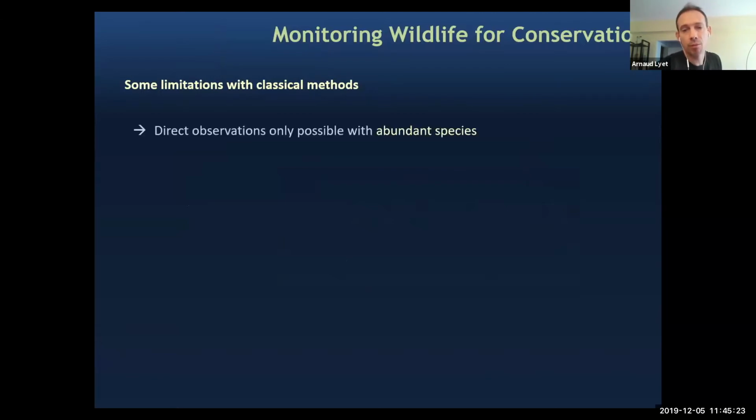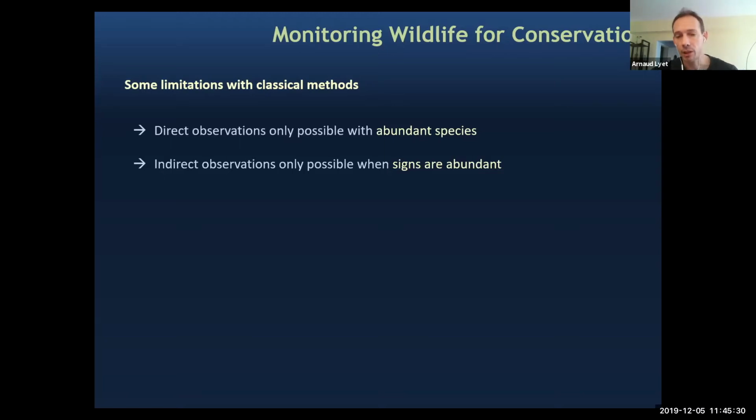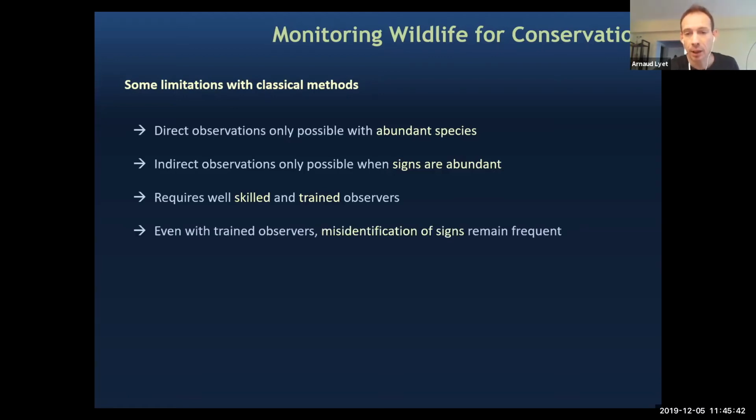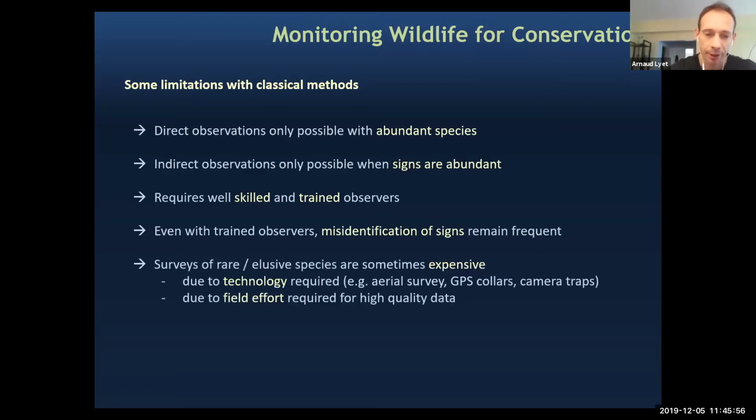Some of them are good for direct observation when you have abundant species. When you cannot have direct observation, you still need to have signs that are abundant so you can observe them. It also requires trained observers, and that leads to pretty frequent misidentification of signs. So this problem of false positives and false negatives is also very frequent in traditional methods.